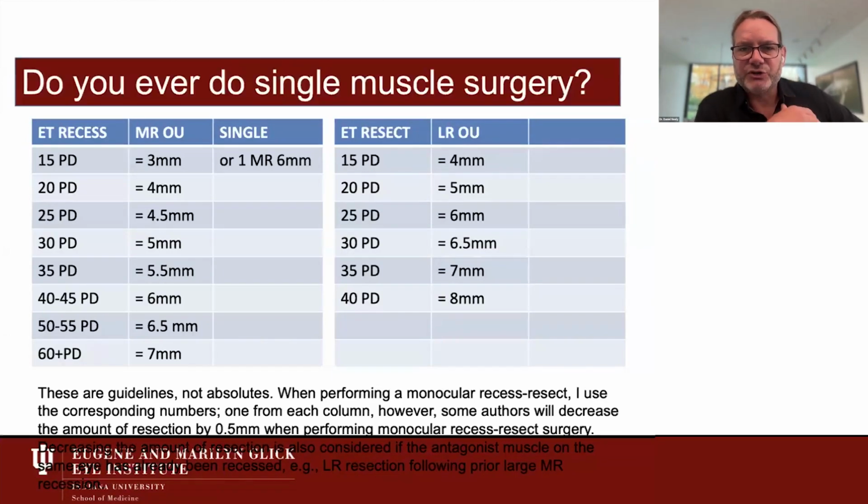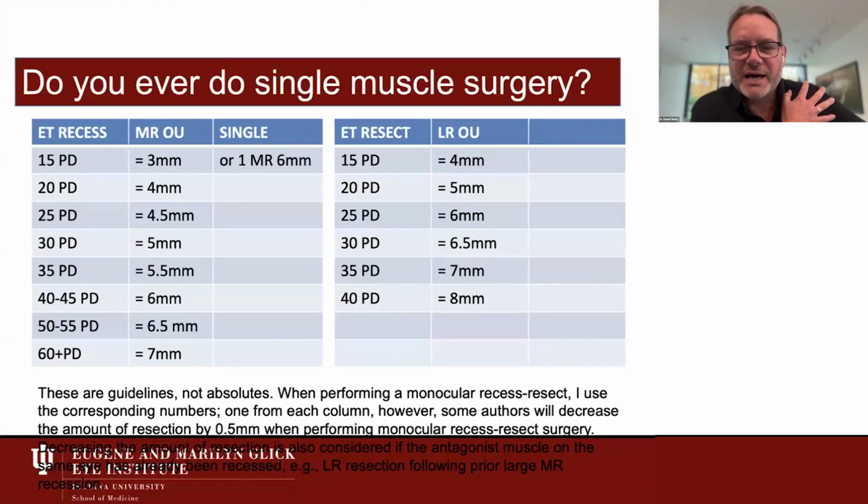Now, a question came up, do you ever do single muscle surgery? And the answer is yes. Here you can see the very first column on the left side for small deviations. So 15 prism diopters, it's probably equivalent whether you do 2 3 millimeter recessions or a single 6 millimeter recession. For me, doing 2 3 millimeter bilateral medial rectus recession just kind of seems odd, and I will usually do the single muscle recession in this case.